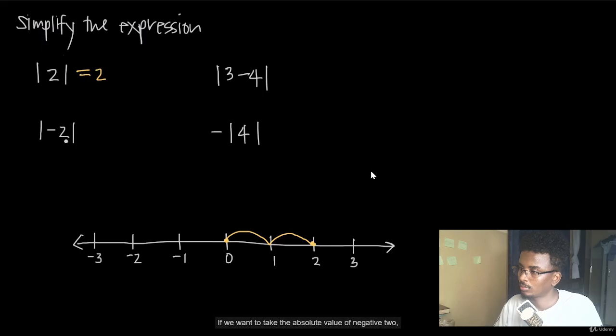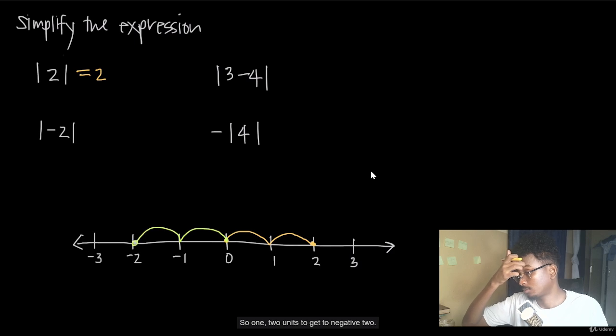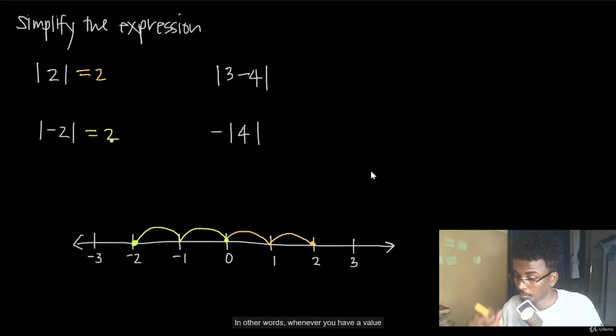If we want to take the absolute value of negative 2, we want to figure out how far negative 2 is away from the origin. So we start here at the origin, and we go to negative 2. So 1, 2 units to get to negative 2, so this is going to be equal to 2. In other words, whenever you have a value inside absolute value bars, the result is always going to be positive, because the absolute value bars just tell you to take the distance from the origin, and whether you go to the right in the positive direction or to the left in the negative direction, distance from the origin is always still going to be positive.